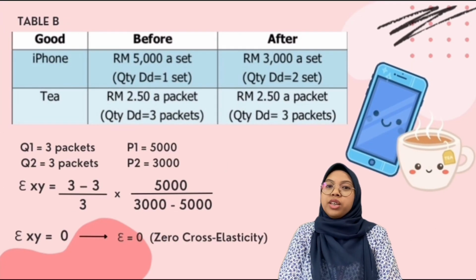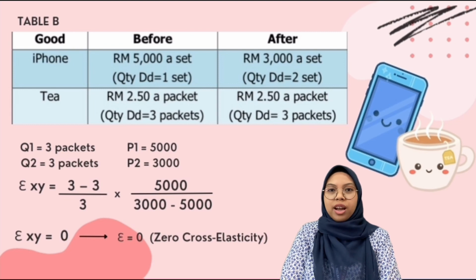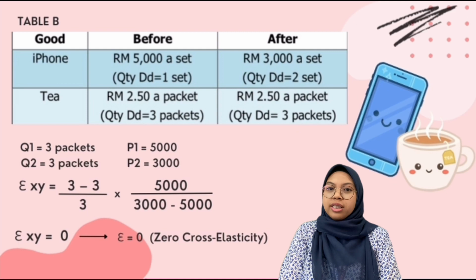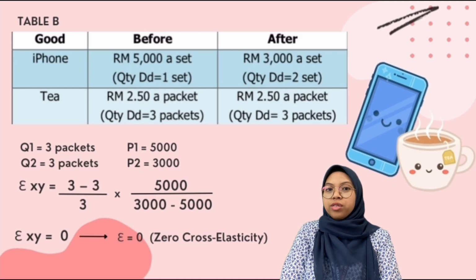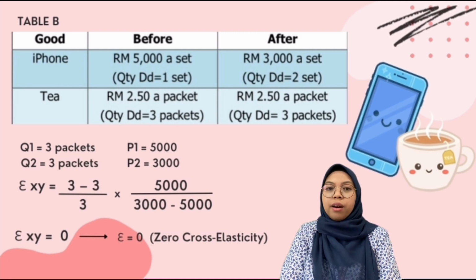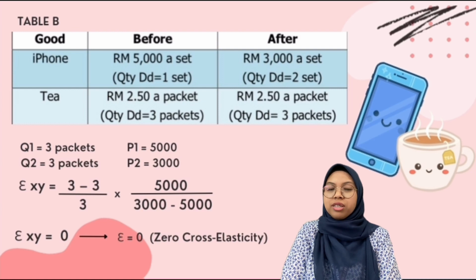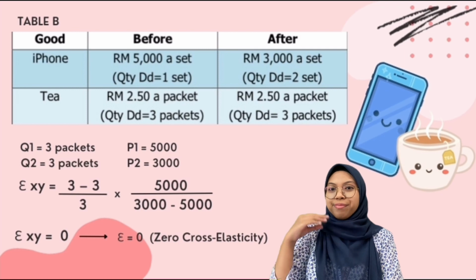Next, Table B shows the before and after price and quantity demanded of the iPhone and tea. We substitute the before and after of tea quantity demanded and price of iPhone into the formula of cross-elasticity of demand, which is 3 minus 3 divided by 3, times 5,000 divided by 3,000 minus 5,000, and the total is 0. It shows us that it has zero cross-elasticity.